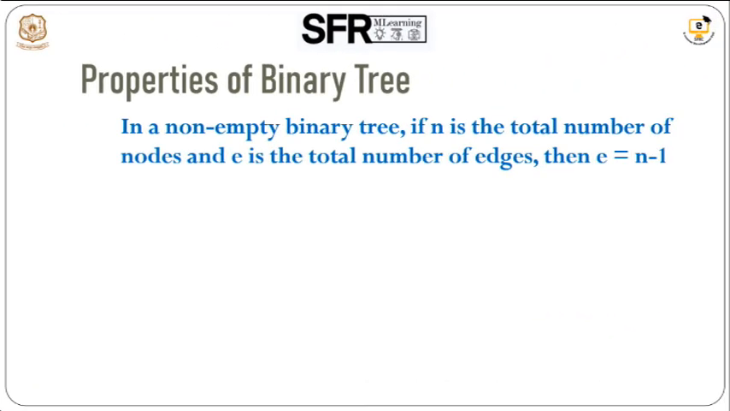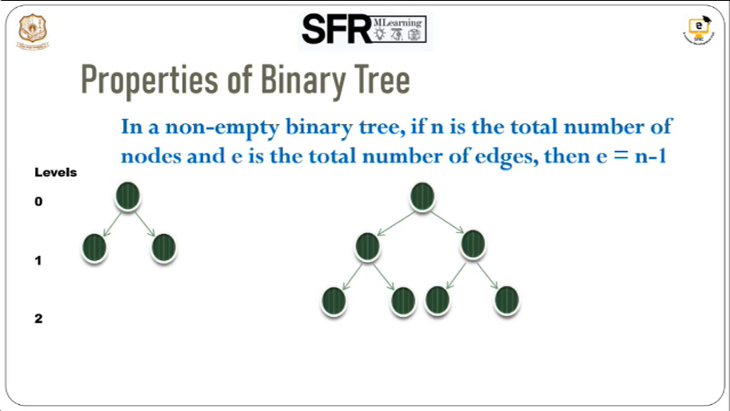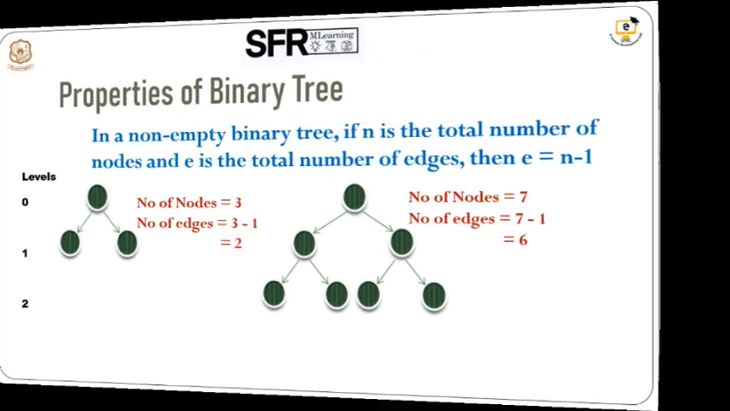So, the next property is in a non-empty binary tree. That is, in a binary tree, if n is the total number of nodes and e is the total number of edges, then the number of edges is equal to the number of nodes minus 1. That is, always the number of edges is 1 less than the number of nodes in that tree. So, let me see that. Here in the first tree the number of nodes is 3 and the number of edges is 3 minus 1, which is 2. You can see in the diagram there are only 2 edges, and also in the next diagram the number of nodes is 7, that means the edges should be 7 minus 1, which is 6, right. Yes, of course it is followed there.